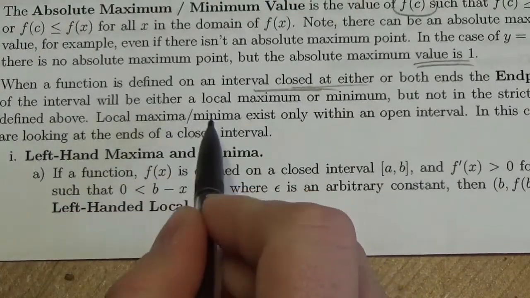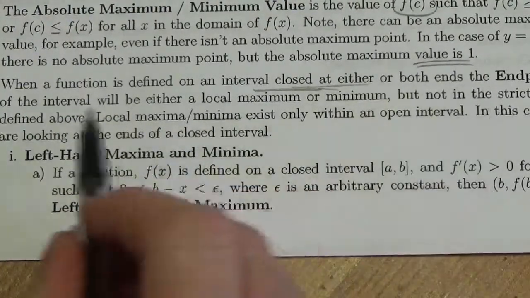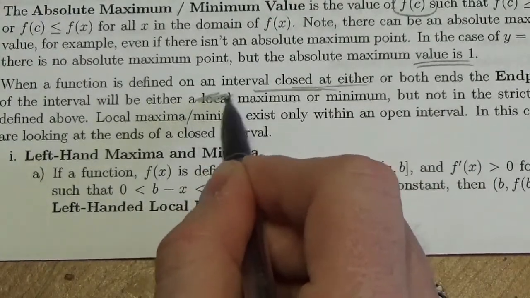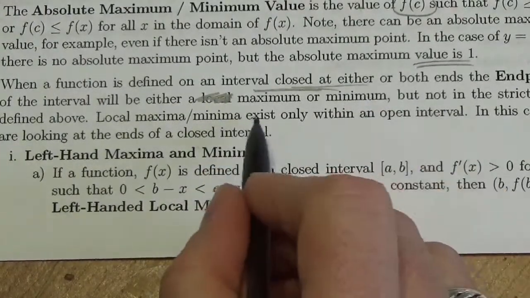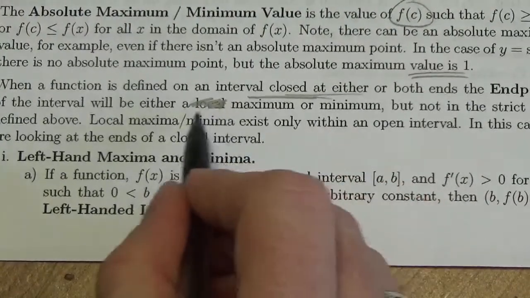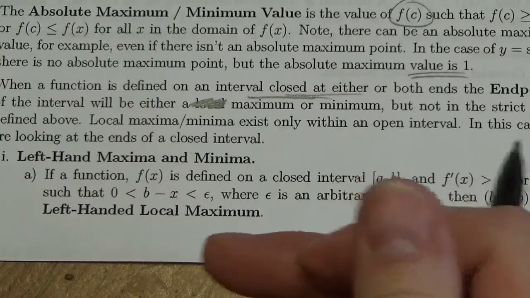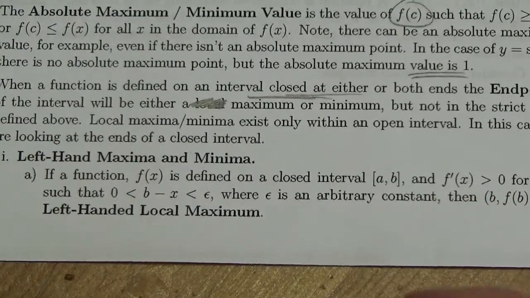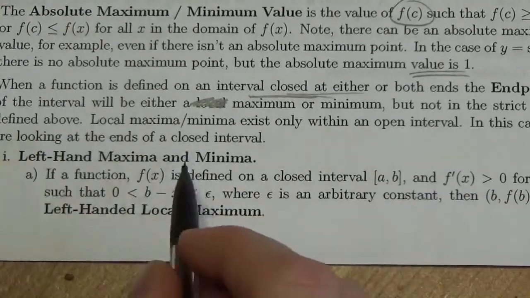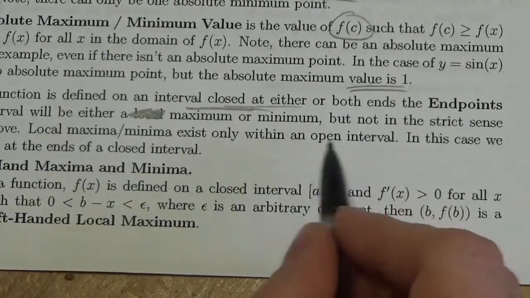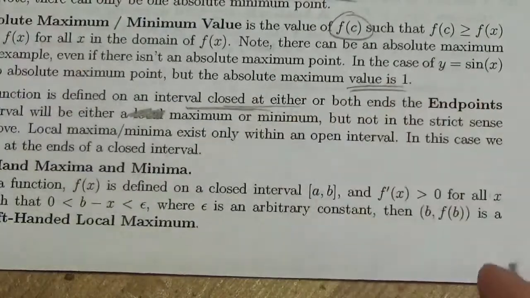Can one or both of the endpoints of the interval be either a local maximum or a local minimum? Now, sorry, I should not have used the word local there. It can be a maximum or a minimum. The word local is not enough because it implies that there's an open interval here. So local max and minima exist only within an open interval, so you can approach them from both sides.